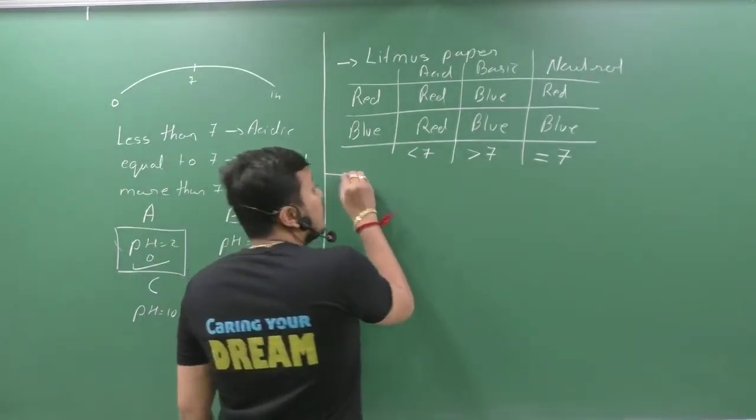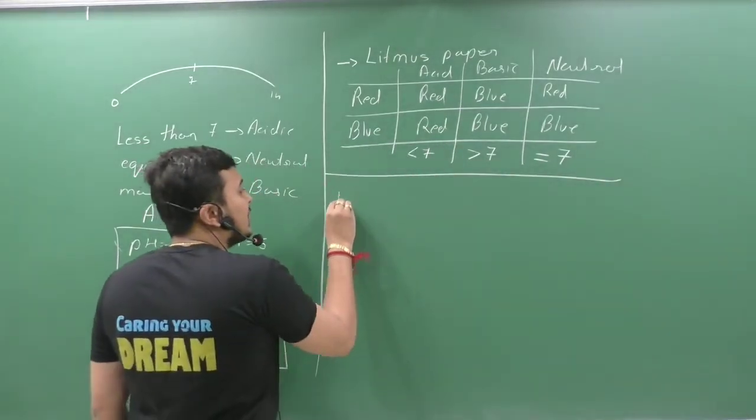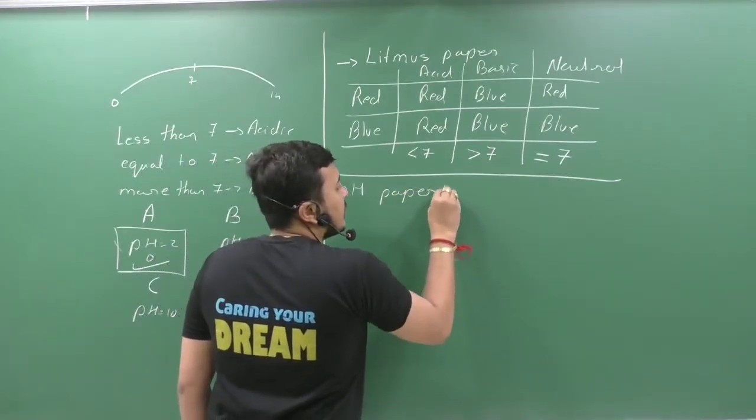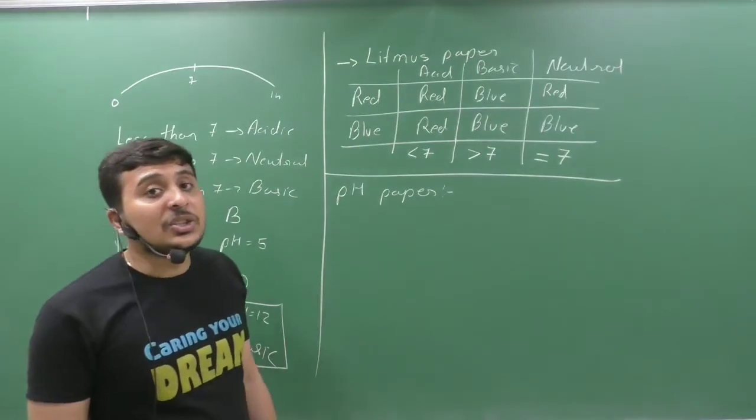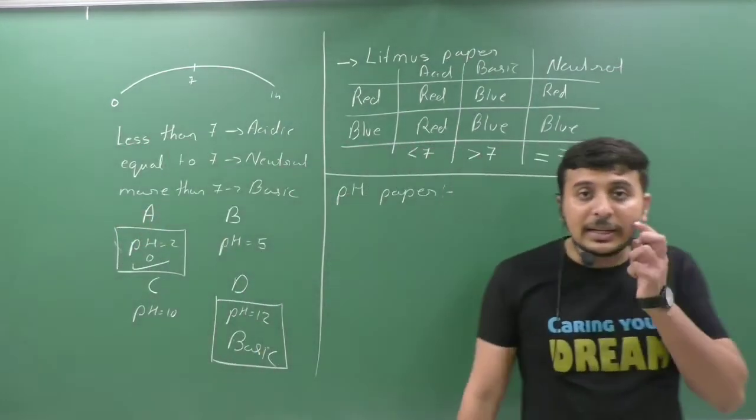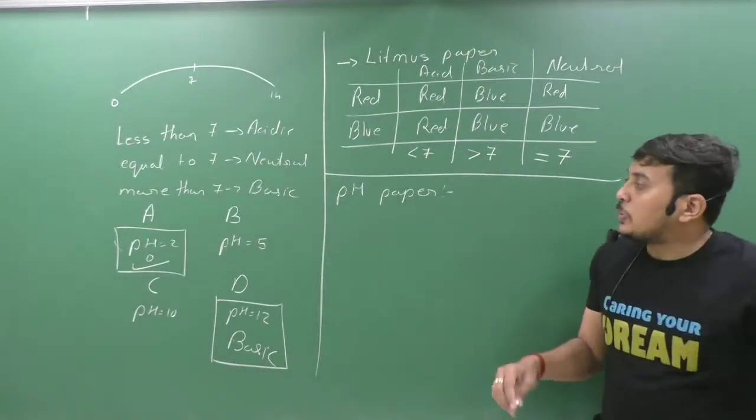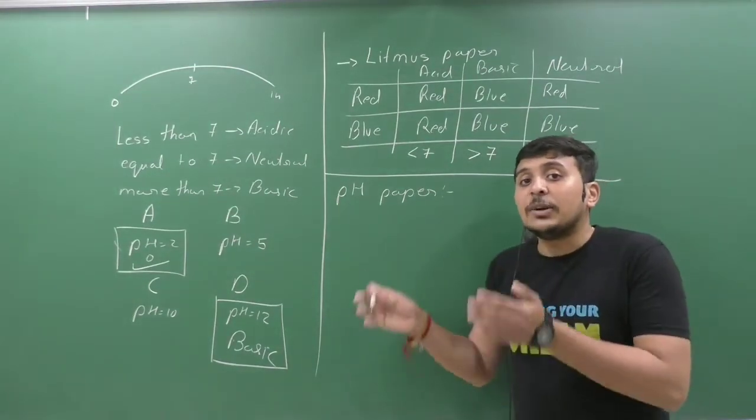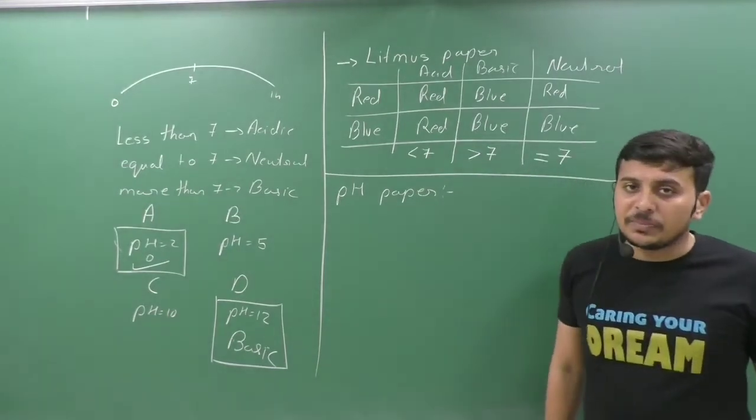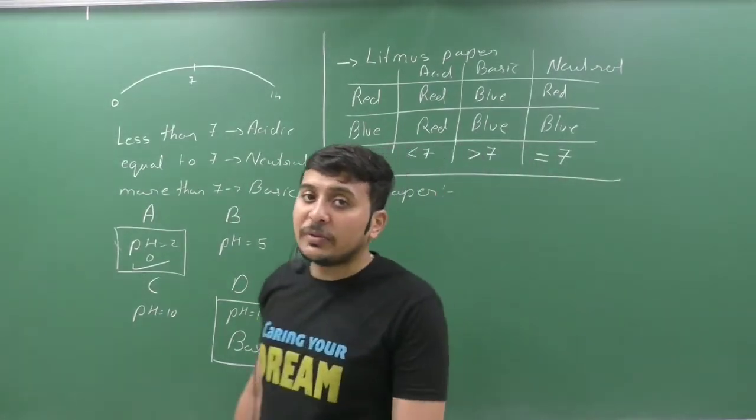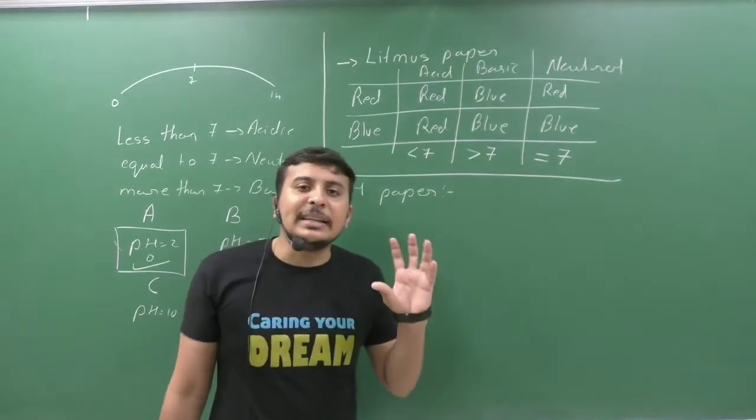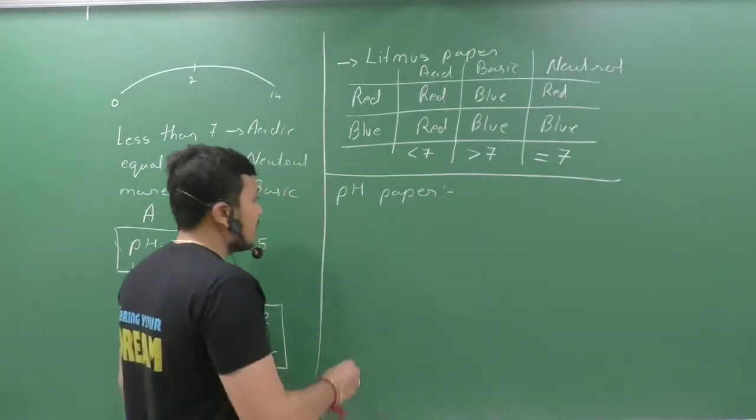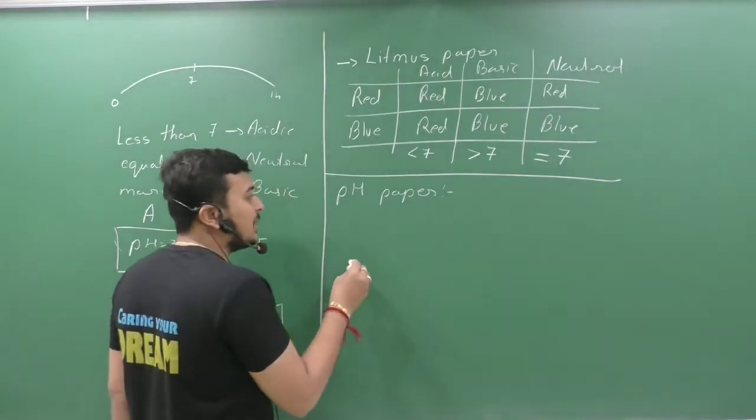Then we can use another type of paper, especially known as pH paper. Clear? Getting it? pH paper is a type of paper specially used to find out the pH of any solution. It is slightly creamish yellow in color.